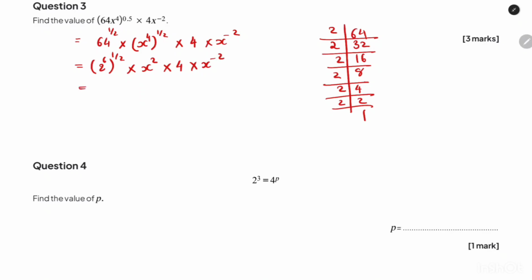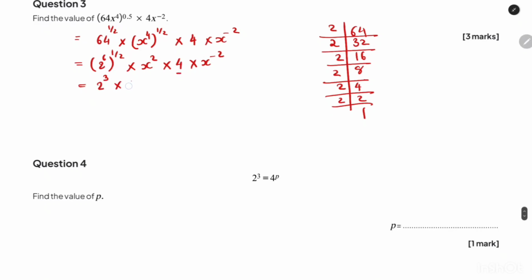Now the 6 times 1 by 2, power will be multiplied. So 6 times 1 by 2 is 3. So this is 2 raised to 3 and this is 4. Now you see in multiplication with the same base, we can add the powers. So 2 plus minus 2. 2 raised to 3 is 8 into 4 into x raised to 0. 2 plus minus 2 is 0. Anything raised to 0 is 1. So this 8 into 4 is 32. That's all.